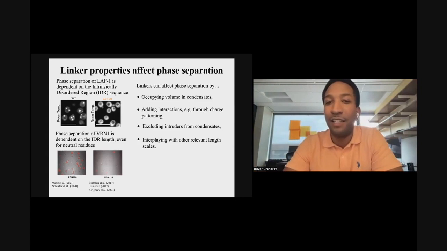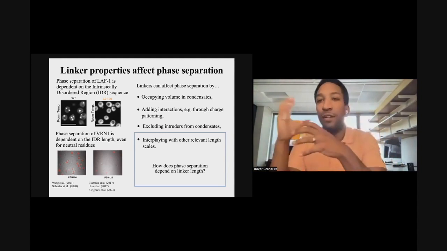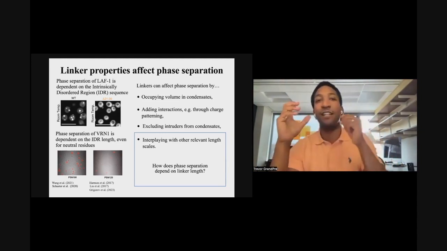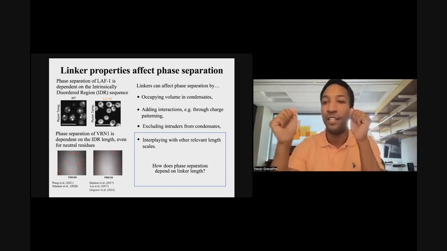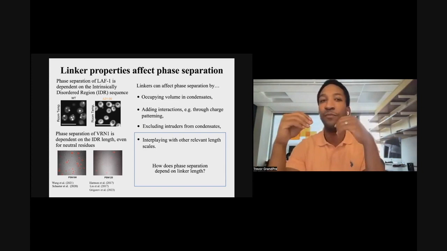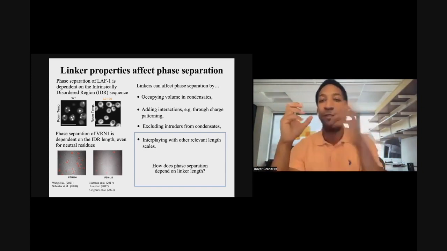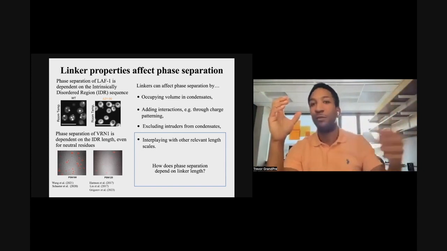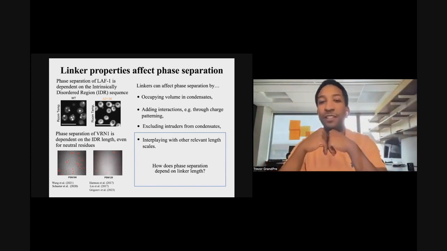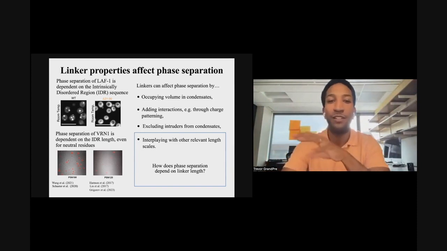And lastly, there can be an interplay with relevant length scales. What I mean by that is, if you have a rigid component, like a rigid enzyme, that has stickers at specific lengths, then this will give rise to phase separation properties when interacting with a flexible protein. I'm not sure if that one made complete sense, but this is the idea that I'm going to emphasize in my talk. So we'll talk more about this.